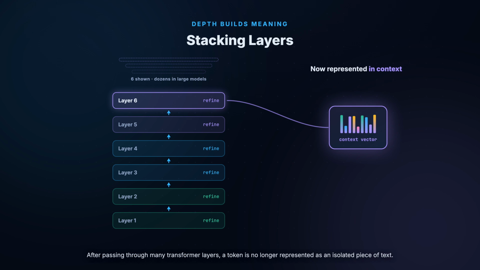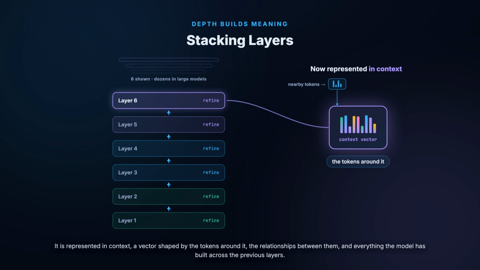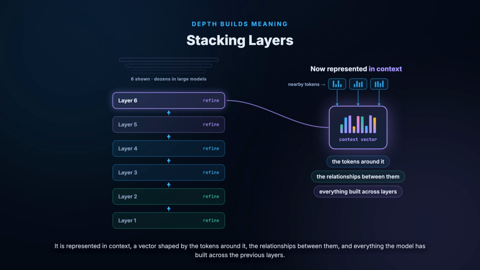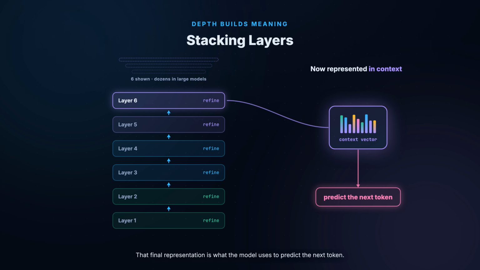After passing through many transformer layers, a token is no longer represented as an isolated piece of text. It is represented in context, a vector shaped by the tokens around it, the relationships between them, and everything the model has built across the previous layers. That final representation is what the model uses to predict the next token.